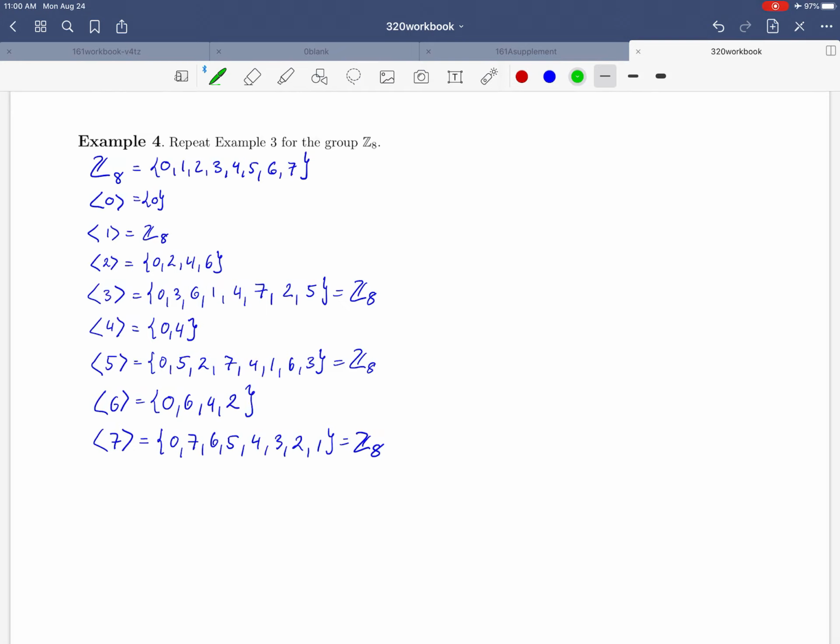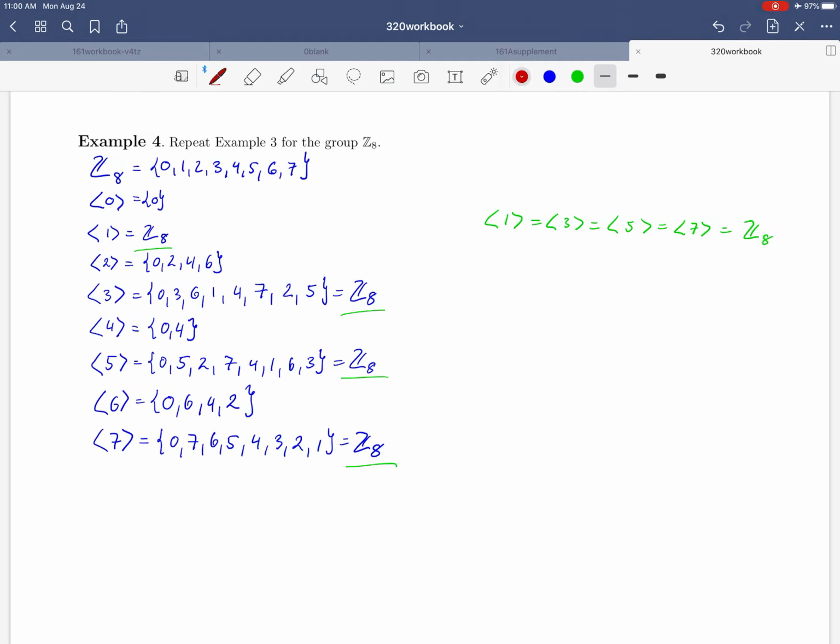So in example 3, we found that some of our group elements generated the whole group, and the same thing appears to be happening in this example as well. We have a few elements that generate the whole group. So we have 1, 3, 5, and 7 are all generators. We can write that down. So the group generated by 1, 3, 5, and 7, they are all equal to each other, and they happen to be our entire group, the 8.